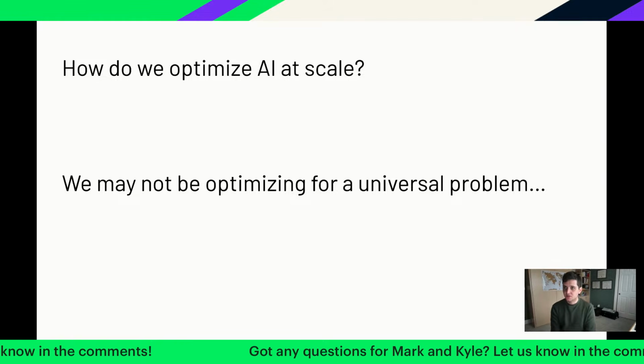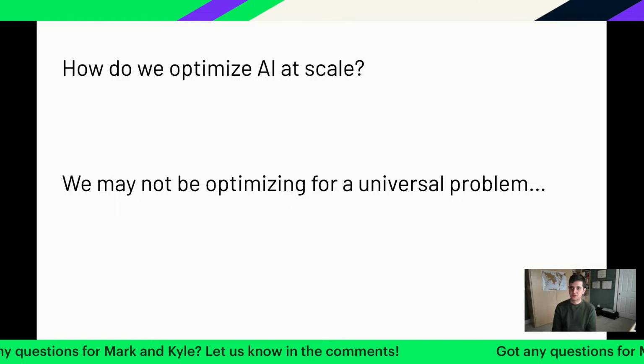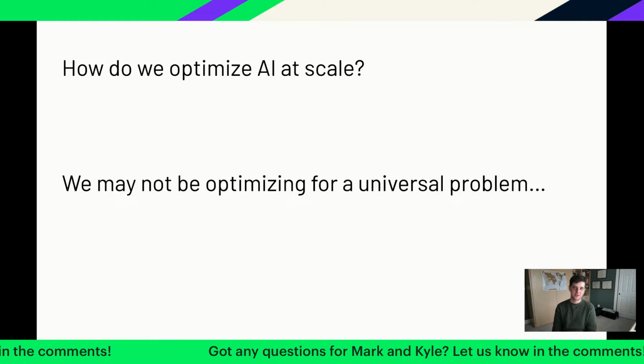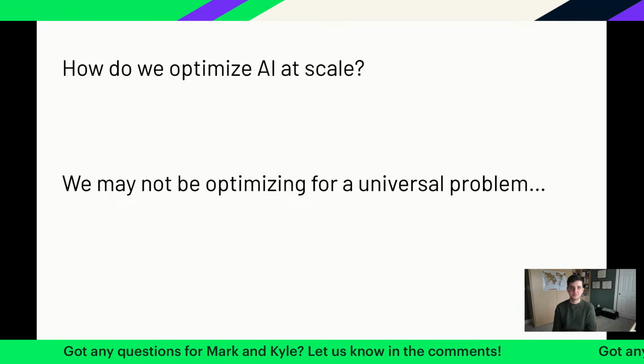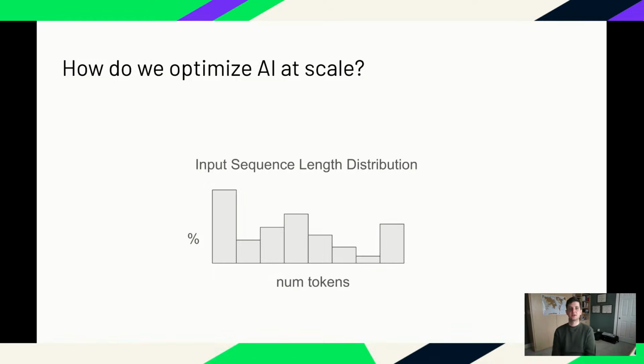Now, there's an additional problem when we're optimizing at scale. So, Mark mentioned we have a couple of tools to optimize things, but generally that's under the assumption that we're optimizing for the same problem. A good example here is the input sequence length distribution of queries. Now, if you look at this, rough histogram I've thrown together, you can see an example of a distribution of queries.